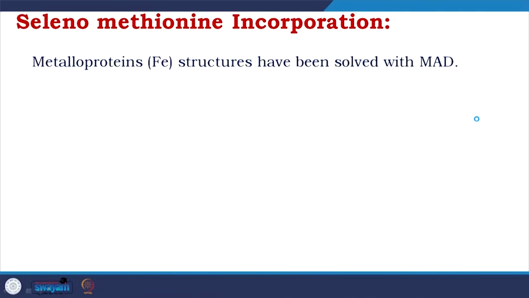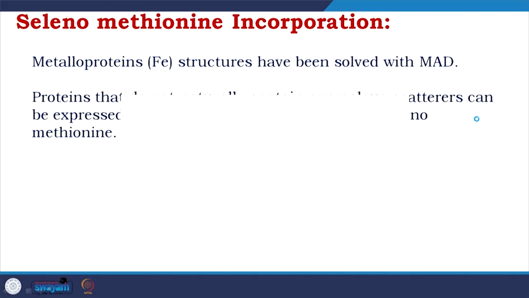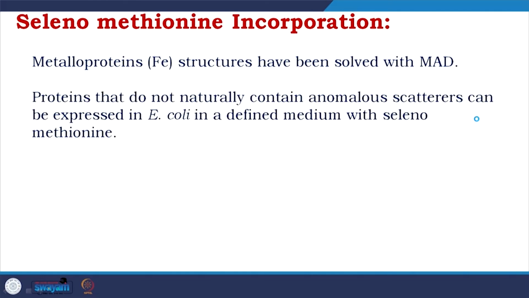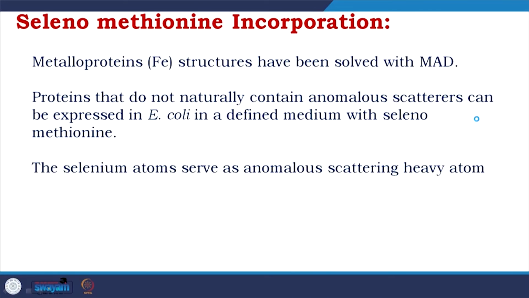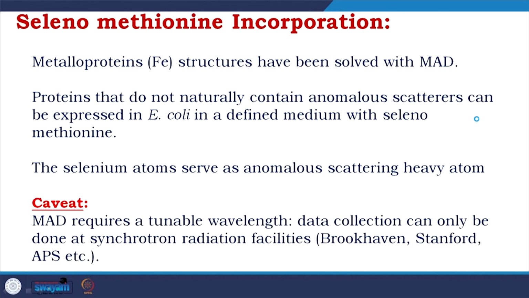Metalloprotein structures have been solved with multiple anomalous diffraction. Proteins that do not naturally contain anomalous scatterers can be expressed in E. coli in a defined medium with selenomethionine or selenocysteine. The selenium atoms serve as anomalous scattering heavy atoms here. The caveats are MAD requires a tunable wavelength. The data collection can only be done at synchrotron radiation facilities.